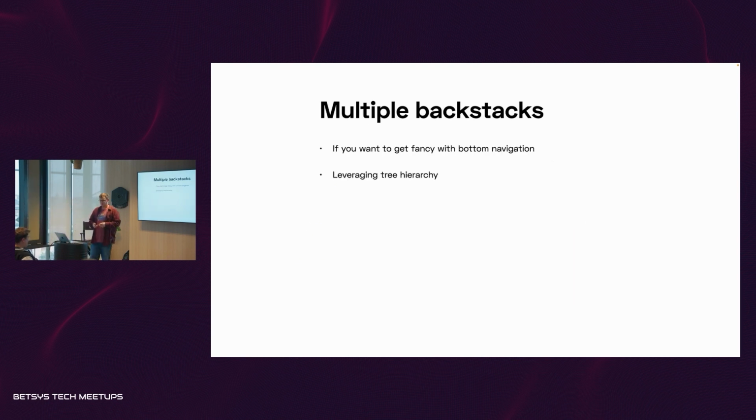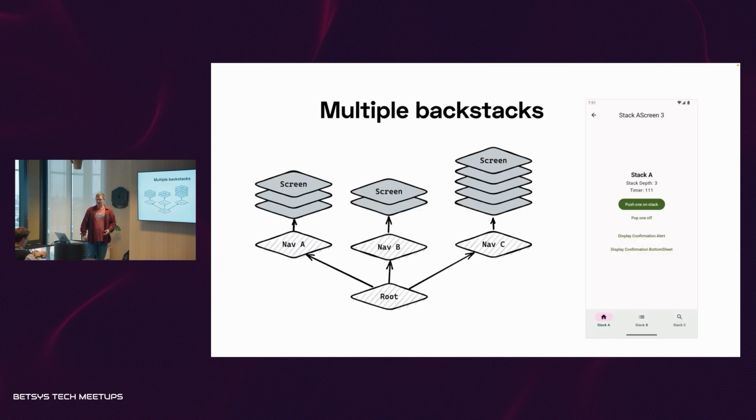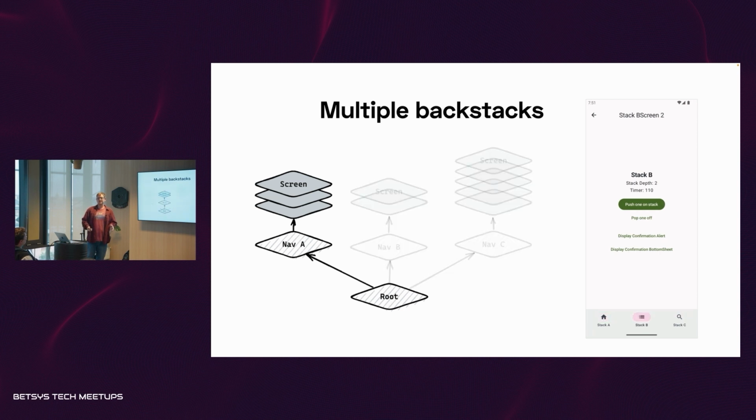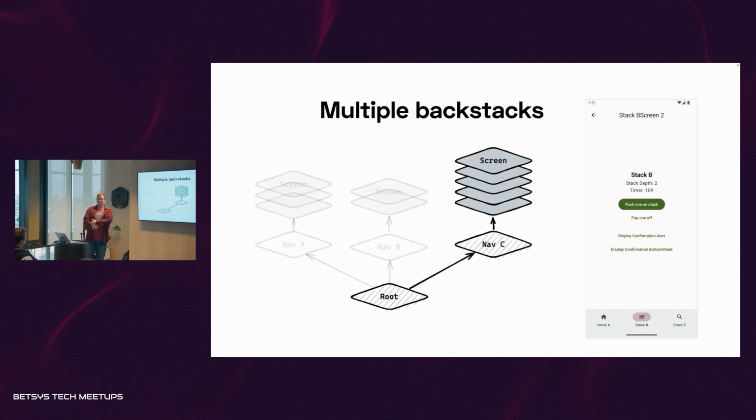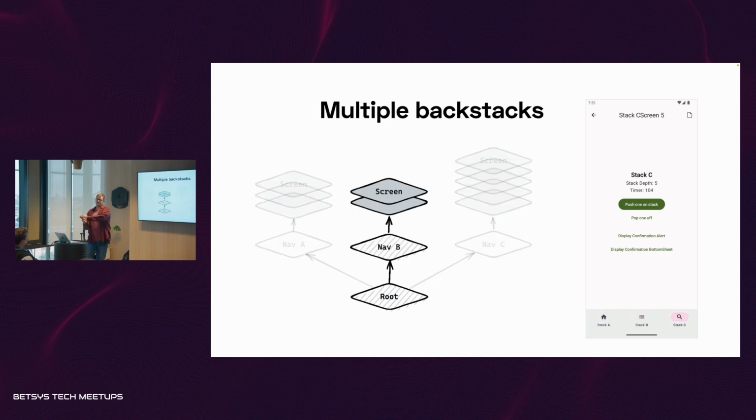All right, multiple backstacks. A popular feature from Jetpack navigation. This might come in handy when you want to implement the bottom navigation in your application. What you want to do is leverage the fact that Decompose structures your components into a tree. So for each tab in your bottom navigation, you would switch the currently displayed node, or the leaf of the tree.